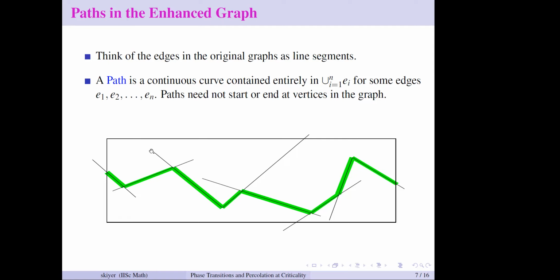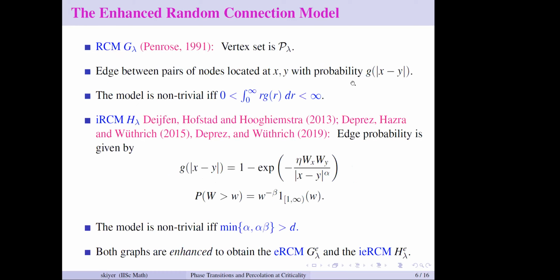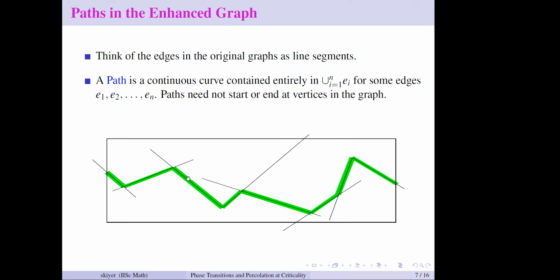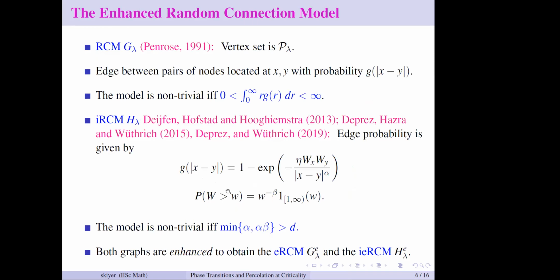So if this is the point X and this is Y, the probability that this edge will exist will be given by this function G. In my random connection model, it will be given by this function in the inhomogeneous model. So for example, if this is a vertex and this is a vertex, there will be a weight Wx here and Wy here, and the presence of an edge will be given by this probability. So you can see that if your weights are very large, then the probability will be larger. And if alpha is large, the probability will go down for everything else being fixed. And if beta goes down, then you will see that there will be lots of very large weights.